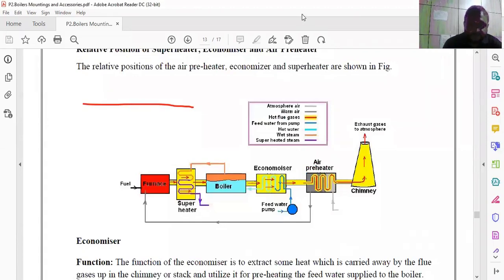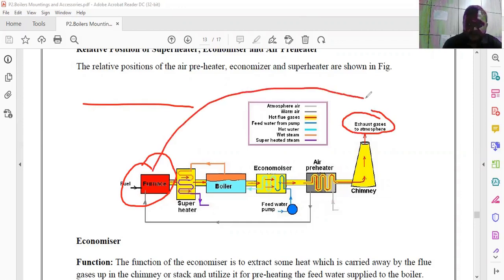Here you can see this is the furnace, from where flue gases are coming out. The main objective of boiler accessories is to take the heat from the flue gases before they go to the atmosphere. If exhaust gases coming from the furnace go directly to the atmosphere, it is wastage. So we have to use the heat available in the flue gases before sending them into the atmosphere through the chimney.